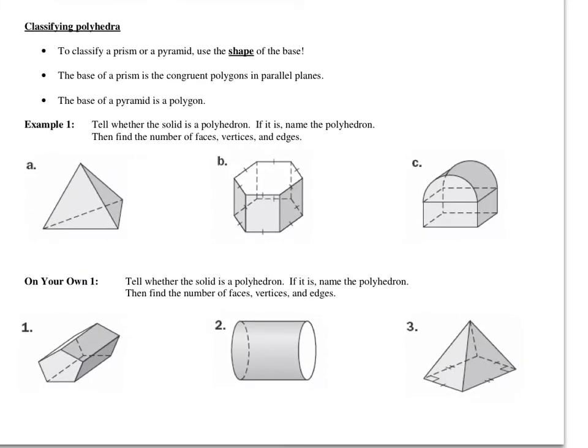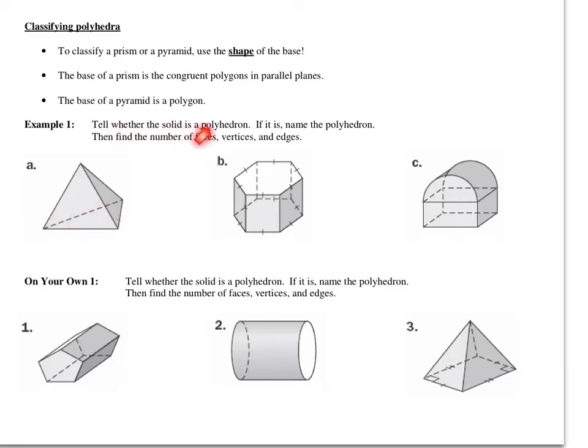So let's do some classifying here. It says to classify a prism or a pyramid, use the shape of the base. The base of a prism is the congruent polygons in parallel planes. So like up here and down here, those would be our bases. And the base of a pyramid is a polygon. So my base here would be the side down here.